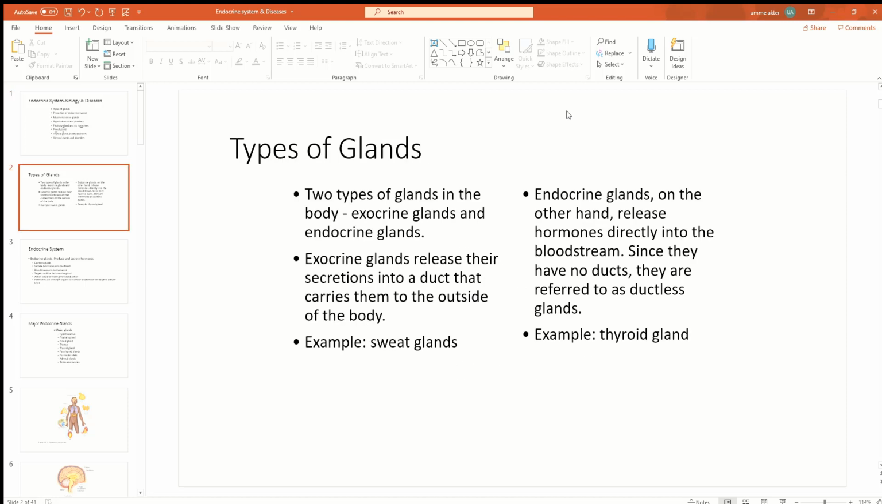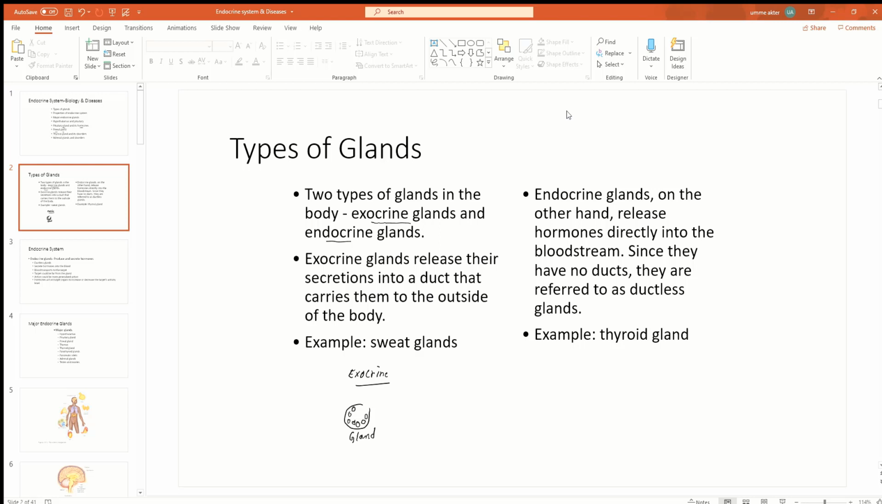So what is the difference between the exocrine and endocrine glands? In your body, you have both exocrine and endocrine glands. Exocrine glands secrete the chemical into the ducts. So this is the gland, exocrine gland, and these are the cells inside the gland, okay?